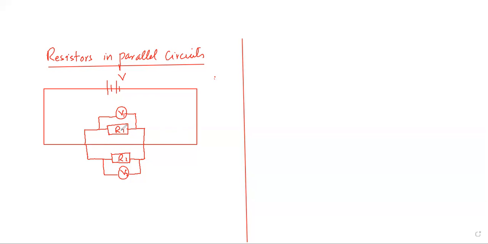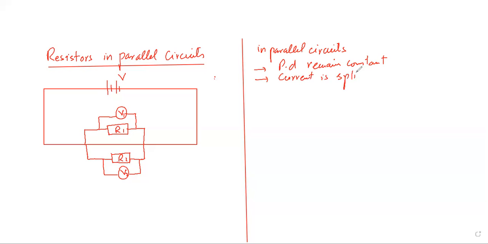Now, do you remember something, that in parallel circuits, what is remained fixed? Do you remember? PD remains constant, right? And current is split. Am I clear?